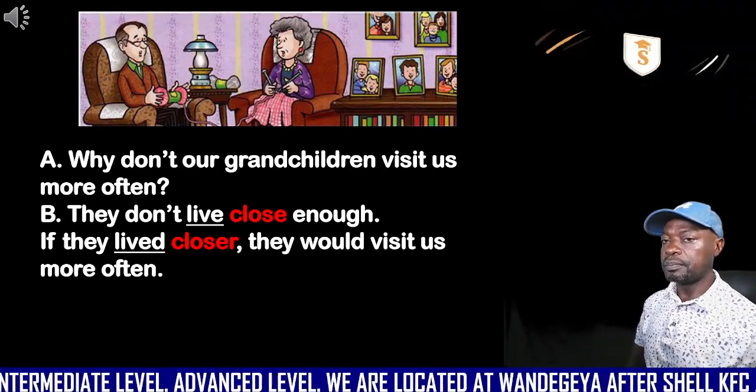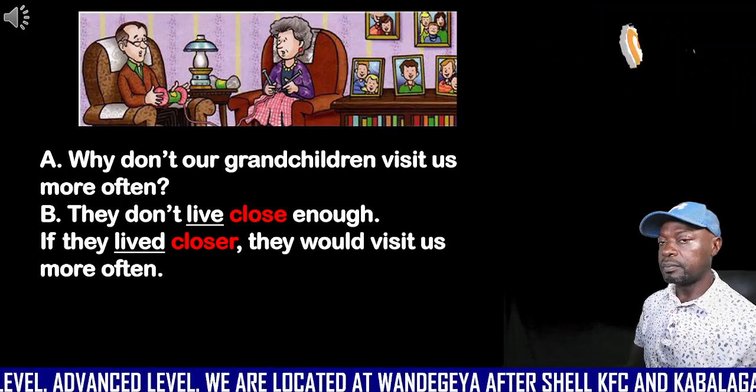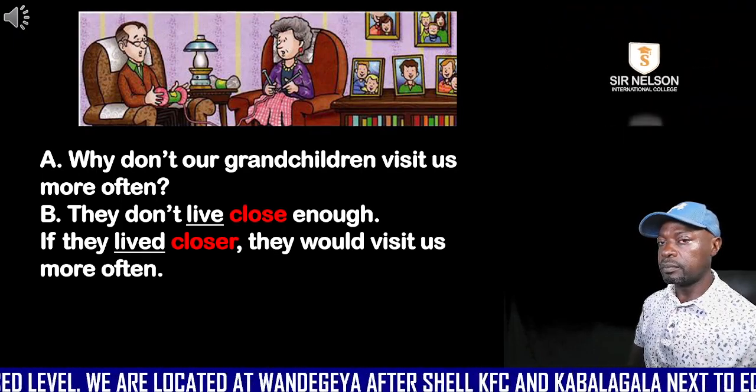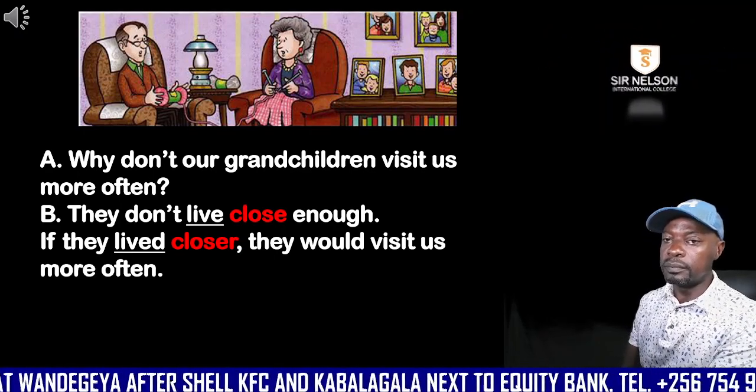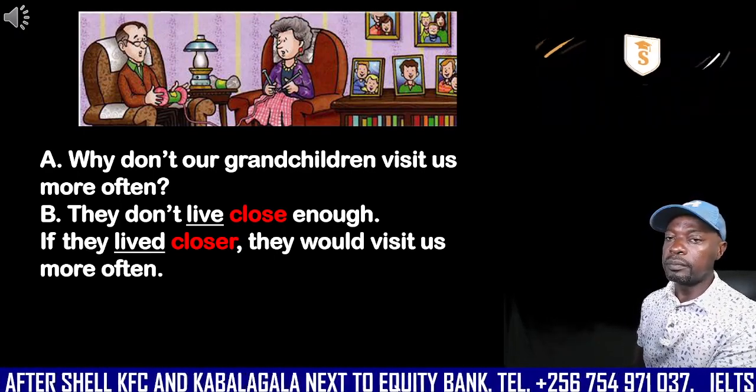Listen to the first model. Why don't our grandchildren visit us more often? They don't live close enough. If they lived closer, they'd visit us more often.